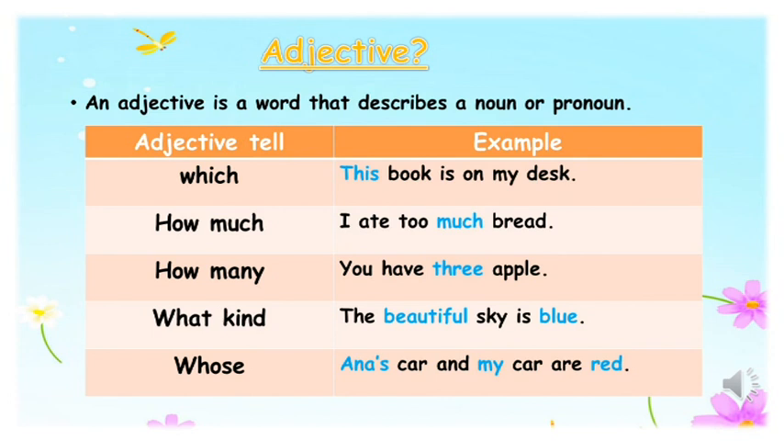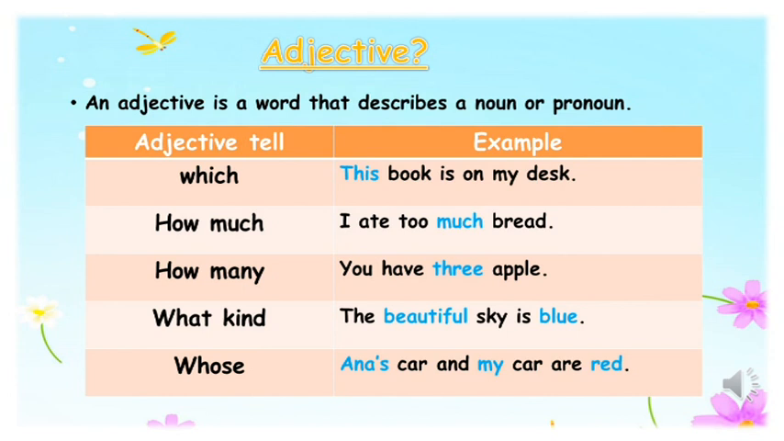Then let's look at an adjective that tells how many. You have 3 apples. Do you see the adjective in the sentence? 3. 3 is an adjective that describes the noun apples. It tells us how many apples. How many apples? 3 apples.